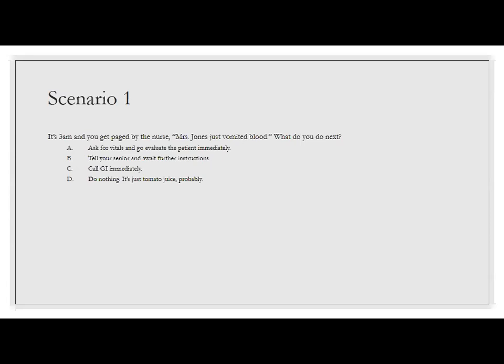A, ask for vitals and go evaluate the patient immediately. B, tell your senior and await further instructions. C, call GI immediately. D, do nothing. It's tomato juice probably. What do you guys think? A, yep. You should go see this patient first, evaluate them, and then decide from there.